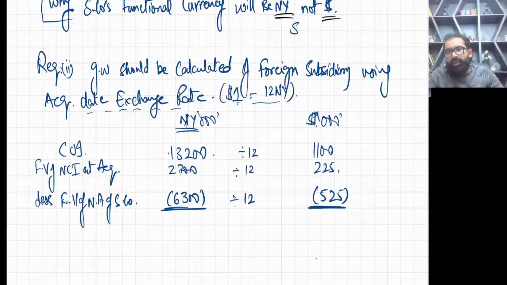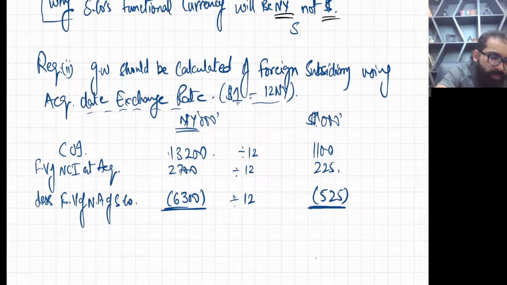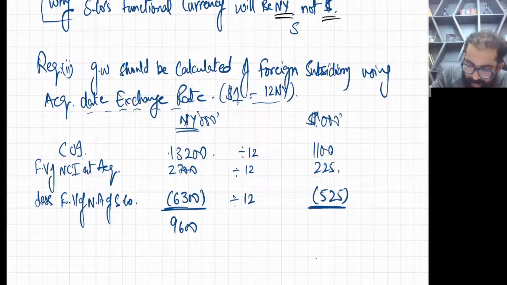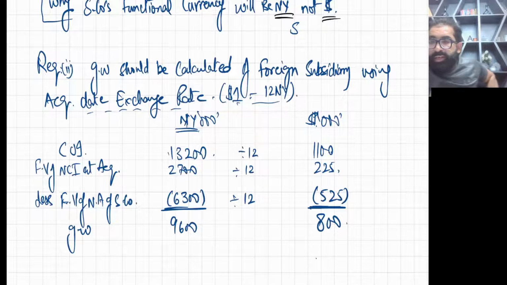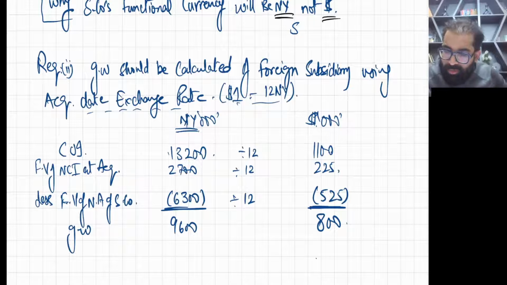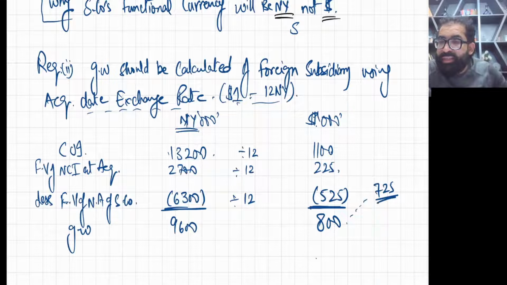So now first calculate goodwill in NY: 13,200 plus 2,700 less 6,300. It's going to be 9,600. See, goodwill in NY. And in dollars, 1,100 plus 225 minus 525 is 800. See, goodwill at acquisition is 800. Hope you remember, you just saw the question. They calculated the wrong goodwill as 725. In reality, the correct goodwill is 800.